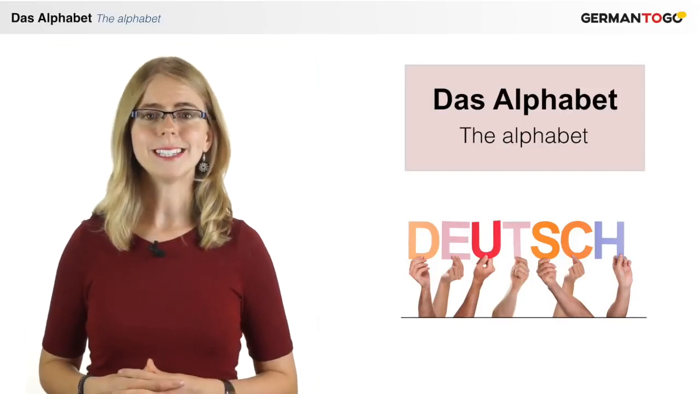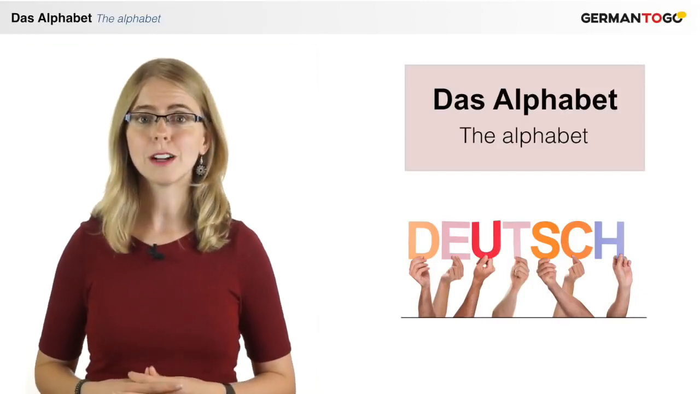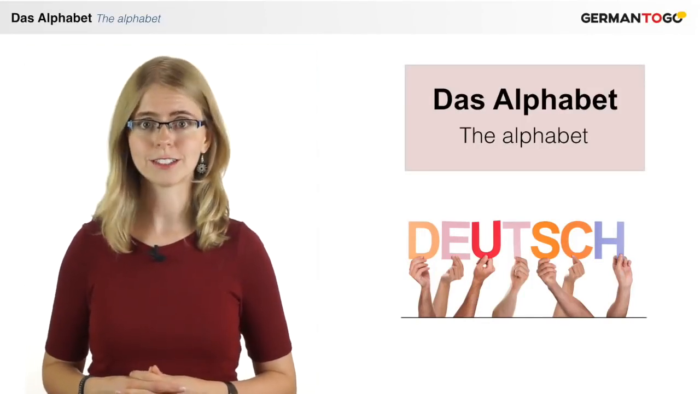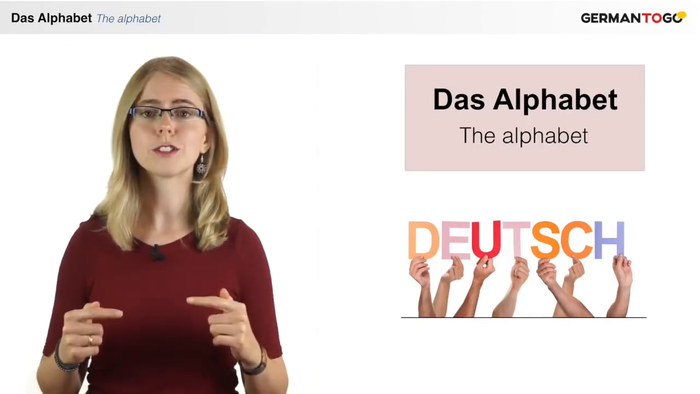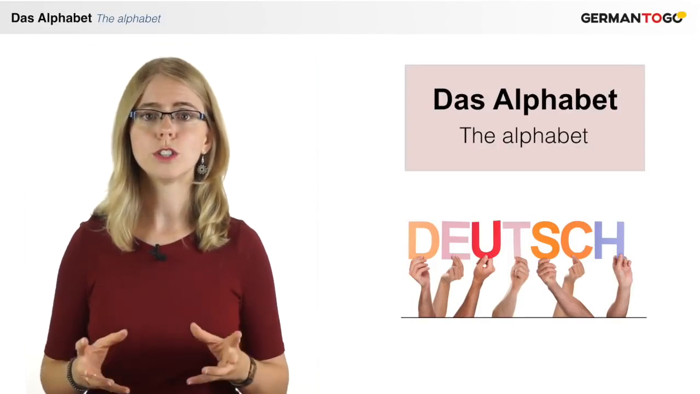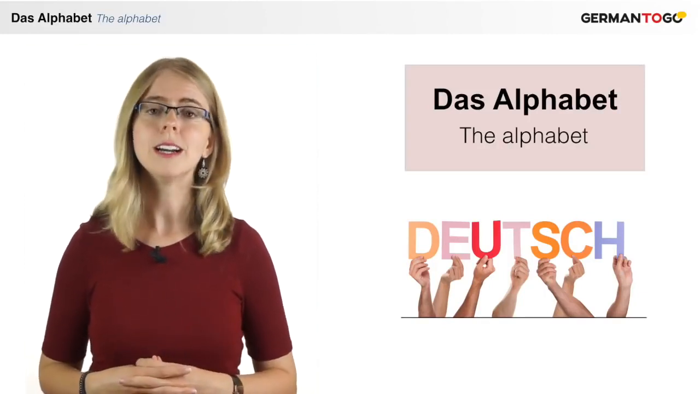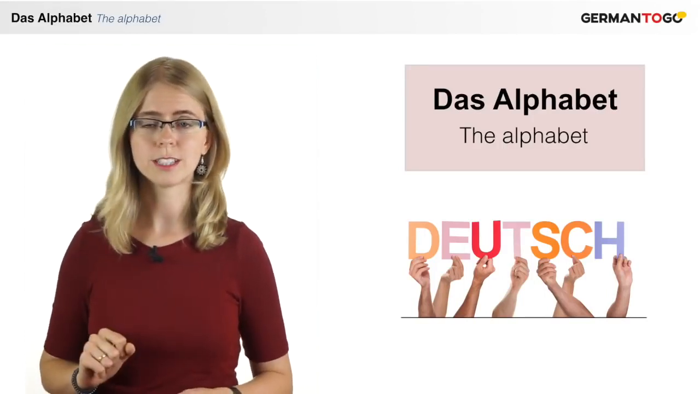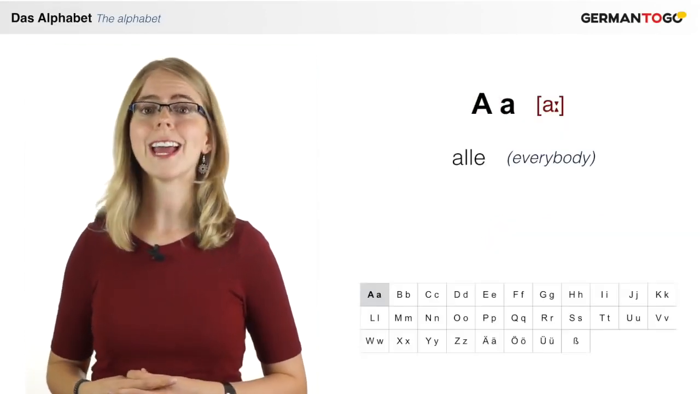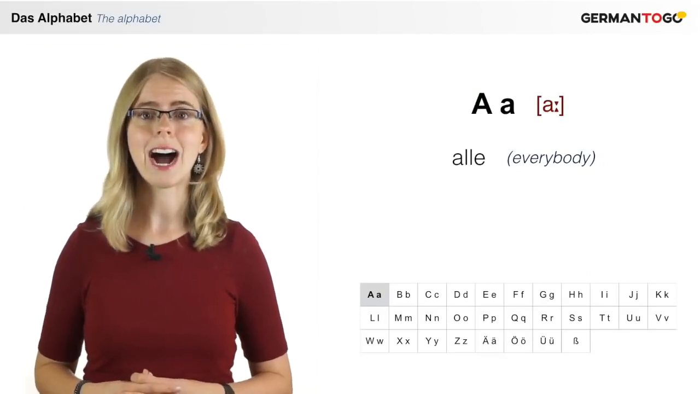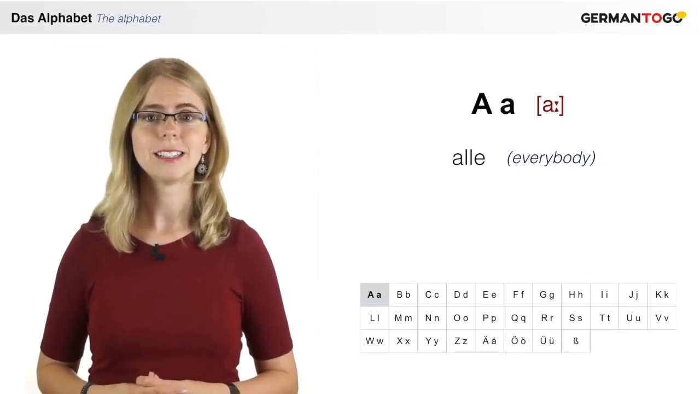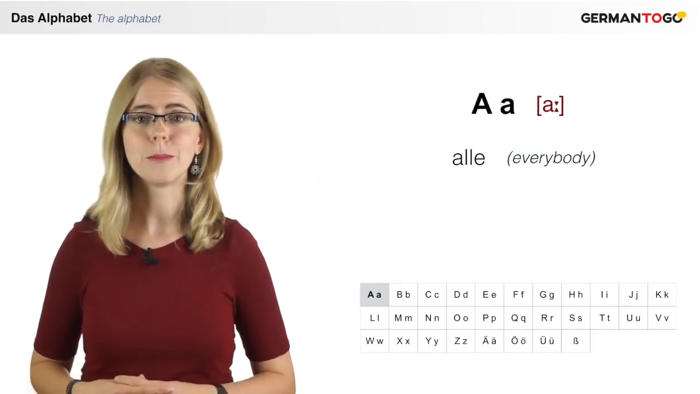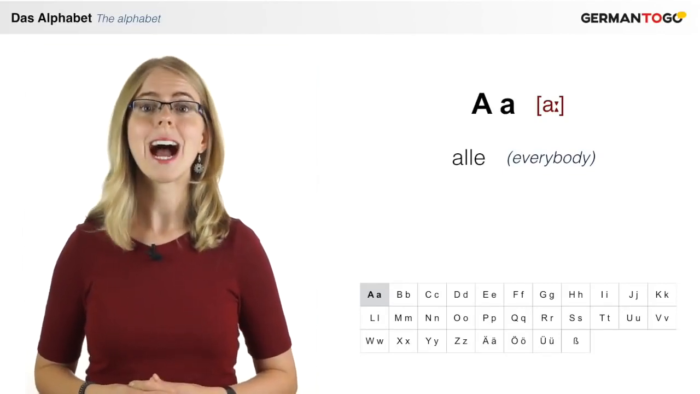Das Alphabet, the alphabet. The German alphabet is a Latin alphabet and it consists of 30 letters. We will go through the letters one by one and I want you to repeat them after me. First, I will give you the letter itself and then an example word. Let's start with the letter A. In German, that is A. And the example word is alle. So can you repeat after me? A. Alle.